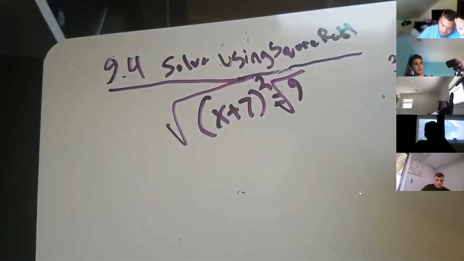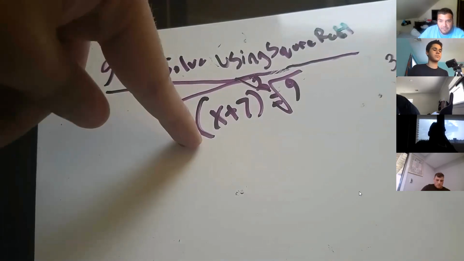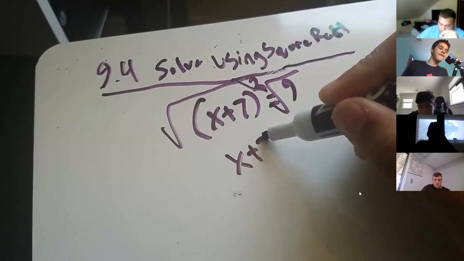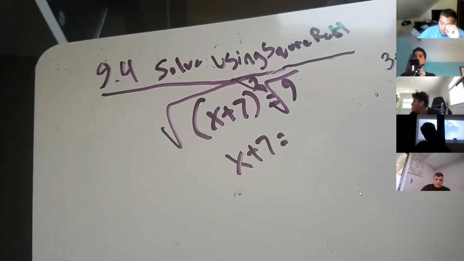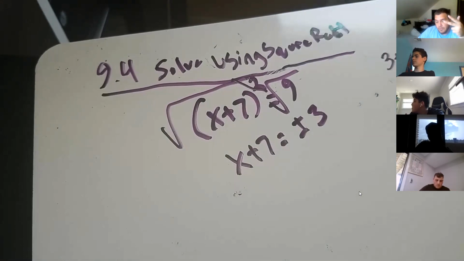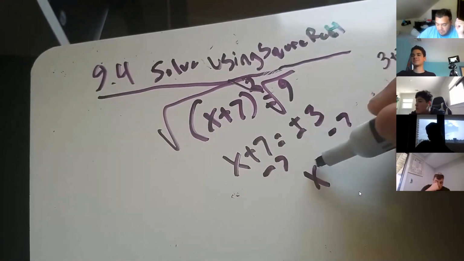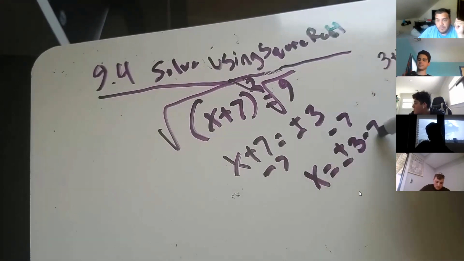Now, when a square and a square root happen, they completely cancel out. So the inside of the left stays exactly the same, so that's x plus 7. But on the right, it's going to be plus or minus 3, so positive 3 or negative 3. So what are we going to do from there? Well, we still need to solve for x. So I'm going to subtract 7 on both sides. So I get x equals plus or minus 3 minus 7.